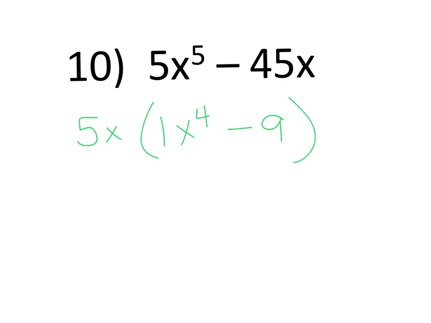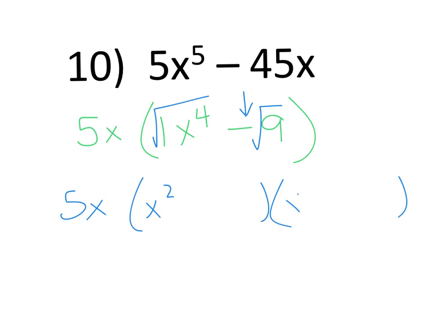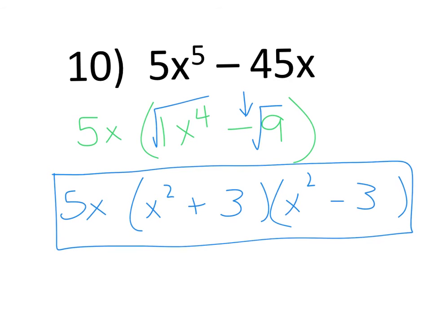Okay, now I double check. Can I square root? Yep. Do I have subtraction? Yep. Can I square root? Yep. Okay, so the 5x stays out front. X to the 4th will go to x squared, and x squared, again, if you want to put a 1 out front, you can. You have a plus or minus, and then the square root of 9 is 3. And that is your answer.